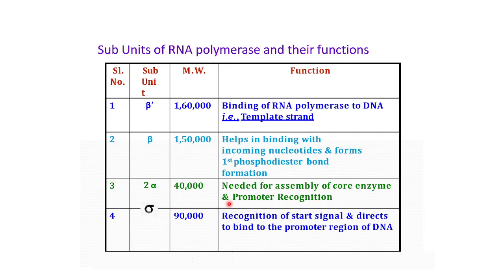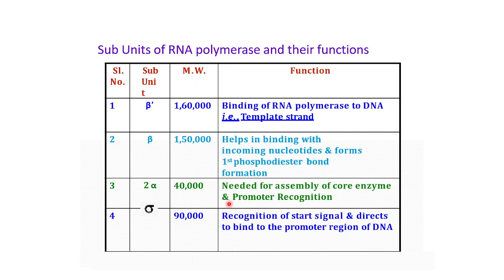So as I was saying, let's start from the beta dash subunit, which has a molecular weight of 160 kilodaltons, and its function is binding of RNA polymerase to the DNA, that is, to the template strand. The beta subunit, which is around 150 kilodaltons, helps in binding of the incoming nucleotides and forms the first phosphodiester bond. The 2 alpha subunits, which are 40 kilodaltons each, are needed for the assembly of the core enzyme and the recognition of the promoter site.